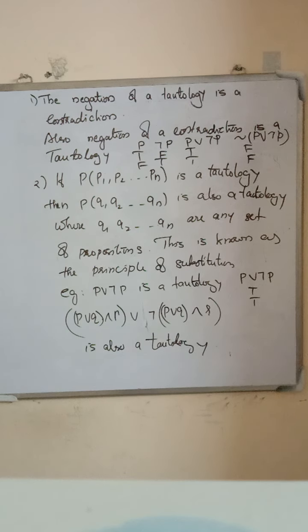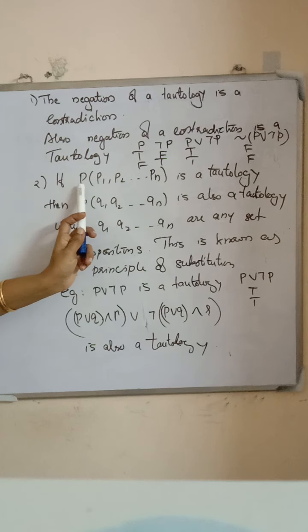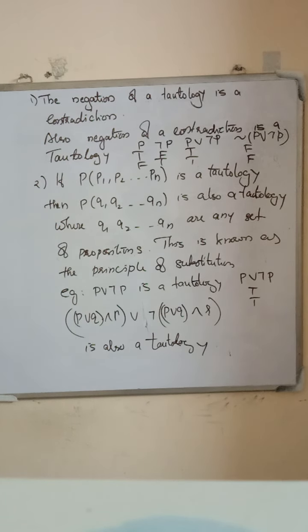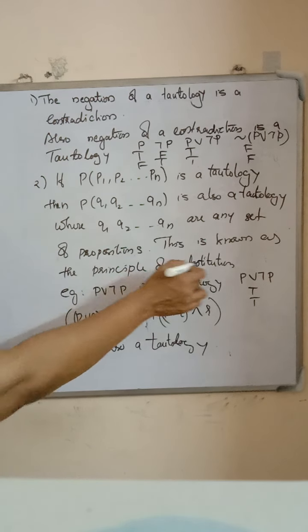Then we consider a tautology. If a compound statement P of P1, P2, etc. Pn is a tautology, then P of Q1, Q2, etc. Qn is also a tautology, where Q1, Q2, etc. Qn are any set of propositions. This is known as the principle of substitution.